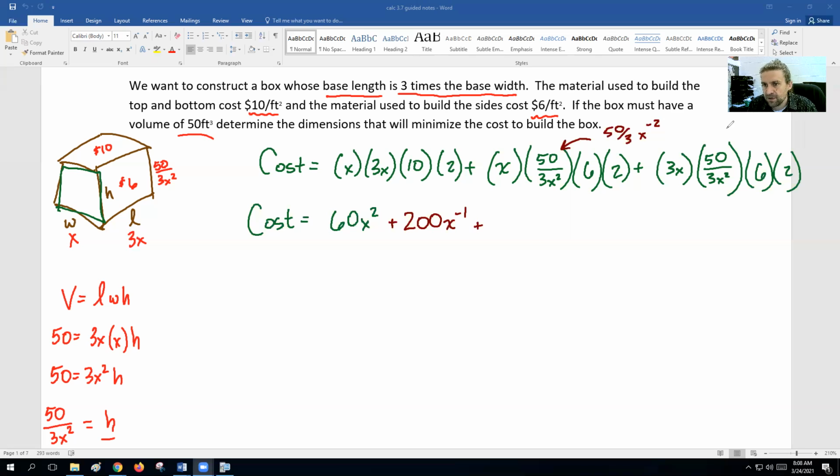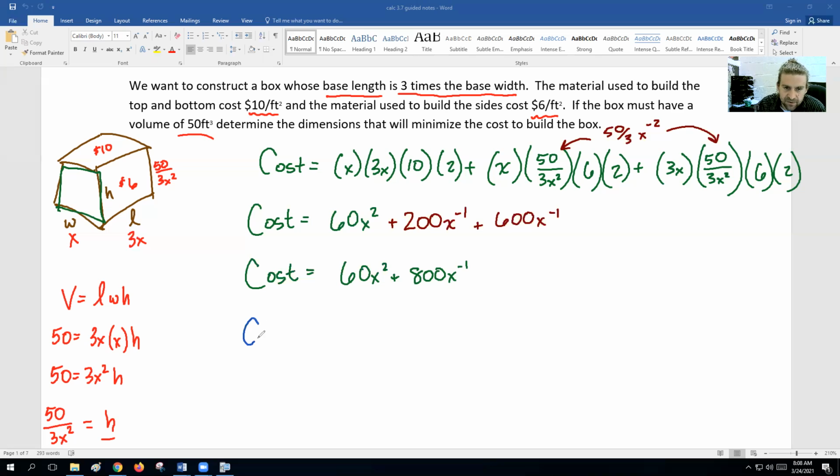All right, and then we'll do the same thing here too, because that's the same thing there. All right, so what's 50 divided by 3 times 6 times 2? That's 600. And then we'd also have an x to the negative first. So we can actually make our costs a little bit easier here. The cost would be 60x squared and then plus 800x to the negative first. Okay, so now we got it simplified. It's all in one term. It's all in x.